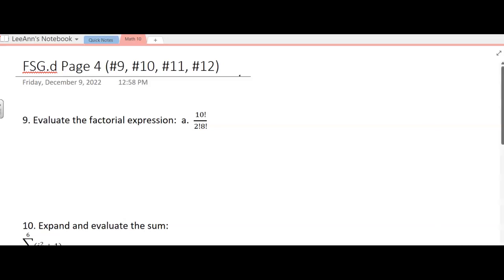So continuing on in chapter 8, we have a factorial expression, 10 factorial over 2 factorial times 8 factorial. So what we do is we count the 10 down, 10 times 9 times 8 factorial, till we get to the largest factorial that we can cancel it with. So we have the 8 factorial. We know those are going to cancel.